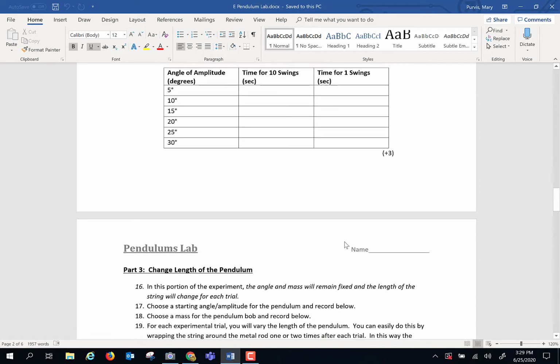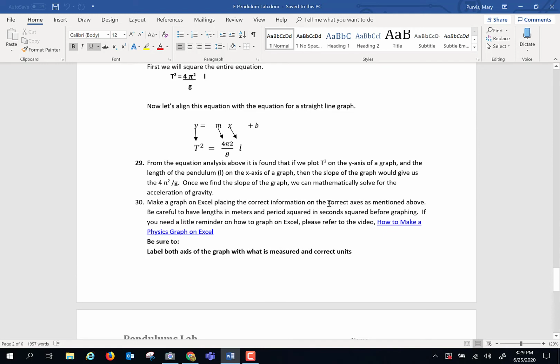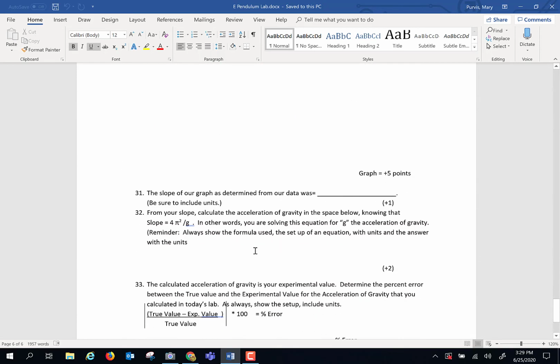When you are done with this, I'm going to ask you to do some graphing on Excel. And if you don't remember how to make a physics graph on Excel, please refer back to the video I made on how to make that physics graph on Excel. When you do that, for the acceleration of gravity, you're going to do a little manipulation of the slope. The slope is going to be equal to 4 pi squared divided by g, and g is going to be our acceleration of gravity. You're going to do a little algebra, solve for g, and then throw your slope and 4 pi squared in there, and you should get the acceleration of gravity out.